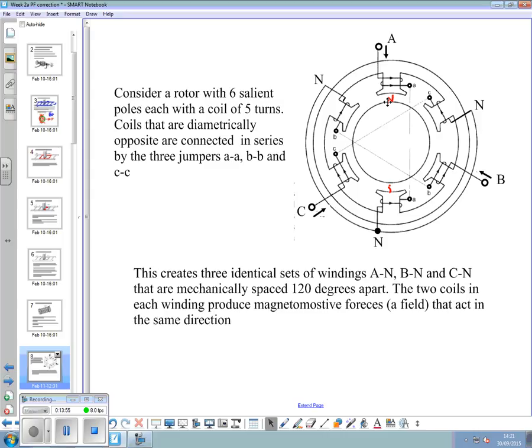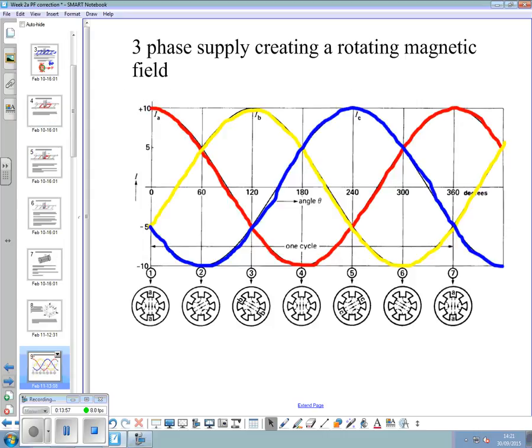What that then does is, if we take the 3-phase supply, 3-phase mains is effectively 3 sine waves, and they peak 120 degrees apart. These peaks are all 120 degrees apart from each other.